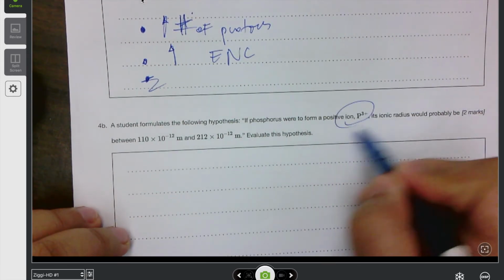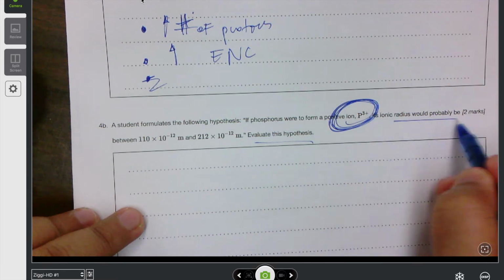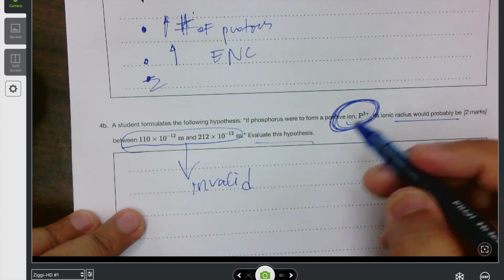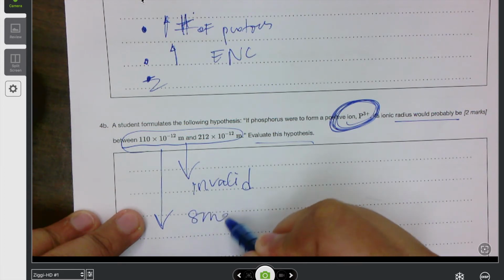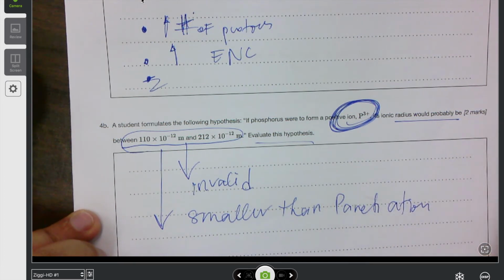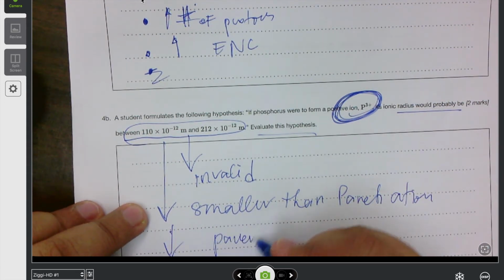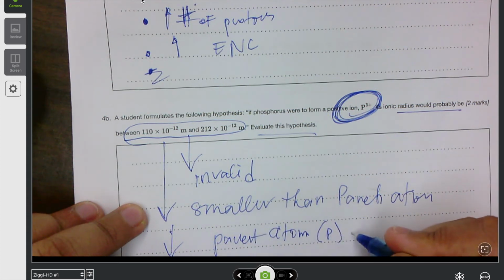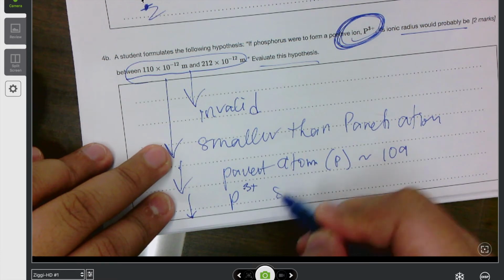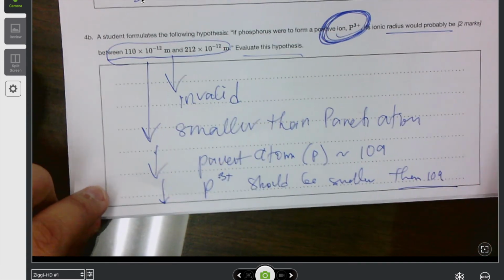Phosphorus, it lost an electron, therefore it should be smaller. So evaluate this hypothesis. It would probably be between this and this. This is invalid because it should be smaller than the parent atom. What's the size of phosphorus? 109. The parent atom, which is your phosphorus, is about 109. Therefore, P3+ should be smaller than 109. Next.